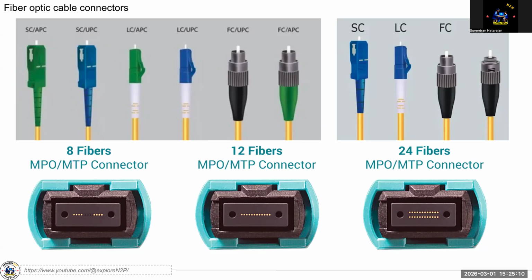FC is a screw type. ST is also a screw type. FC, ST, the screw is here. In FC, the screw is on the panel side, the equipment side. You notice the thread? For the FC connector, the thread is in the equipment. For ST, the thread is inside the connector itself.